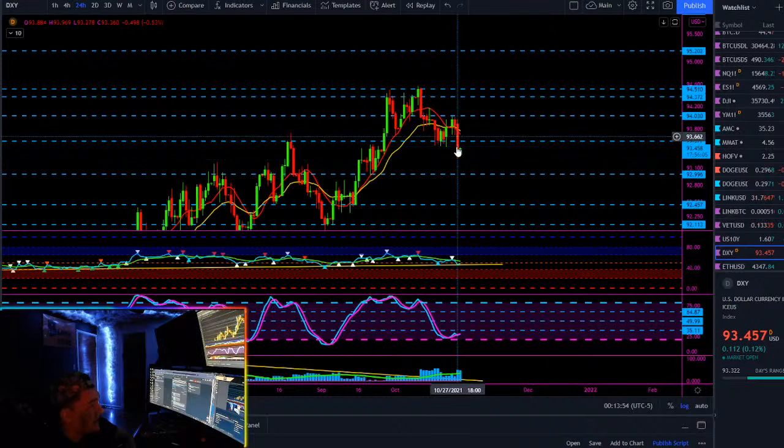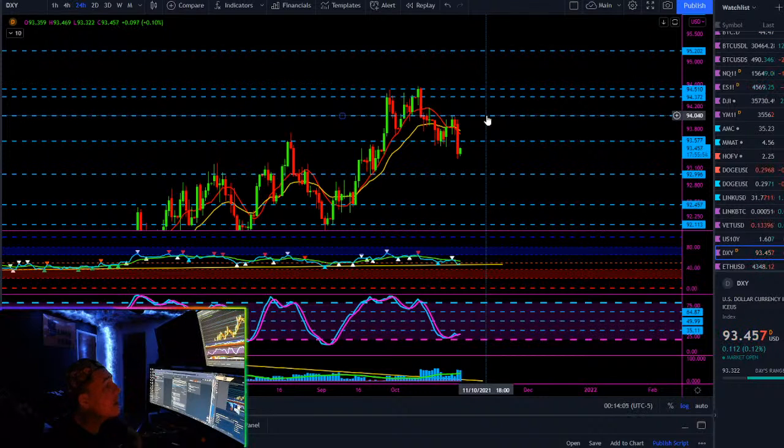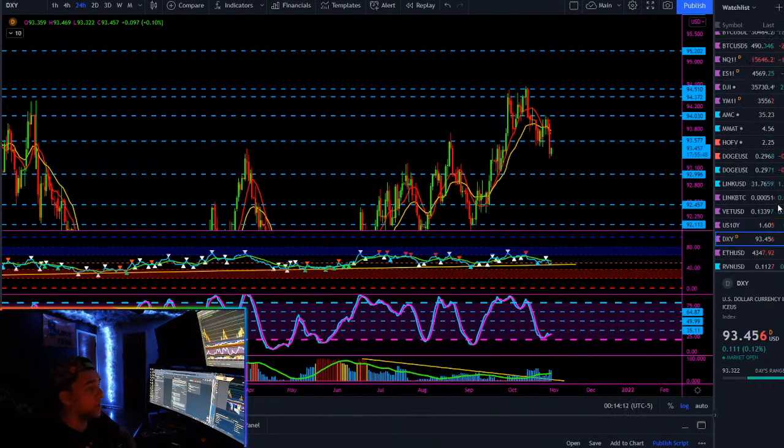I'm kind of biased to the downside until proven otherwise, and that proof otherwise would be recovery back above that 21 exponential with an open and closure to confirm it as support. If that condition is met, I'll look for the next resistance here at 94, followed by the next resistance potentially at 94.36, and that's where I'll leave it for the dollar index here. Let's go ahead and move on.